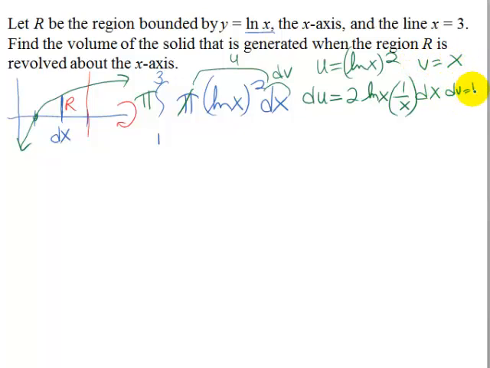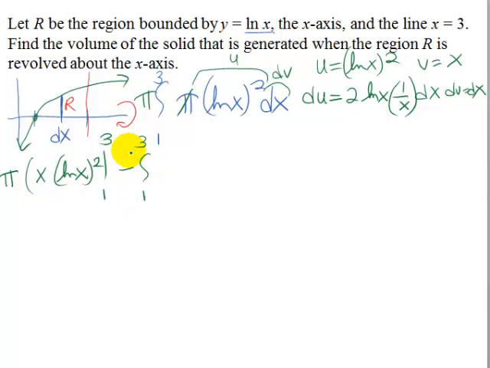Okay, so we have pi, and then multiplied by uv, so that's x times natural log of x squared, evaluated from 1 to 3, minus the integral from 1 to 3 of v, that's x, times du. So that's 2 natural log of x times 1 over x dx. And we can see that the x's will cancel. And so we are now left with the integral of natural log of x dx, because we can move the 2 out in front.